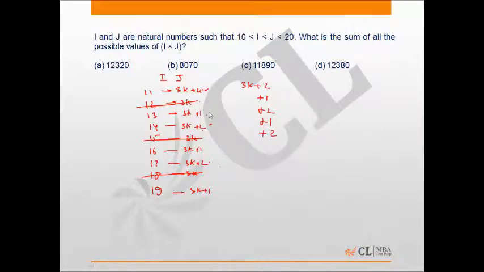Similarly, if I start with 13, 13 and 14 will give you 3k plus 2. 13 and 16 will give you 3k plus 1. 13 and 17 will give you 3k plus 2. 13 and 19 will give you plus 1. Similarly, 14 with 16 will give you plus 2. And similarly, we can calculate for others. It will be plus 1, 2, then 2, 1 and 2.